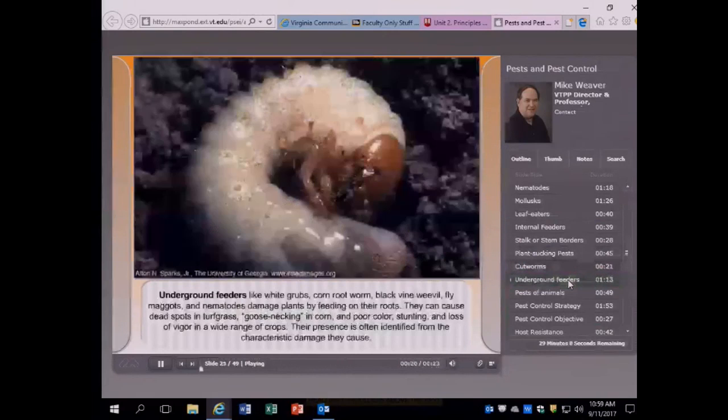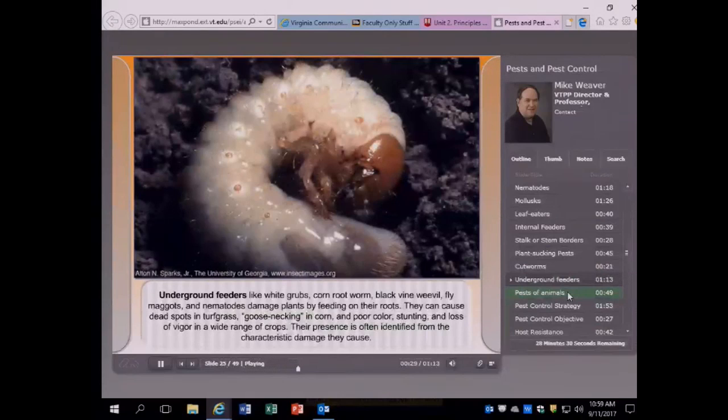The next group are the underground feeders. Many insects and insect-like pests cause damage by feeding on plant roots. Root-feeding pests interfere with the plant's water and nutrient uptake. They can cause dead spots in turf grass, goosenecking in corn, and poor color, stunting, and loss of vigor in a wide range of crops. Some underground feeders are the larval stages of insects. These include the white grubs, corn rootworm, black vine weevil, and many kinds of fly maggots.